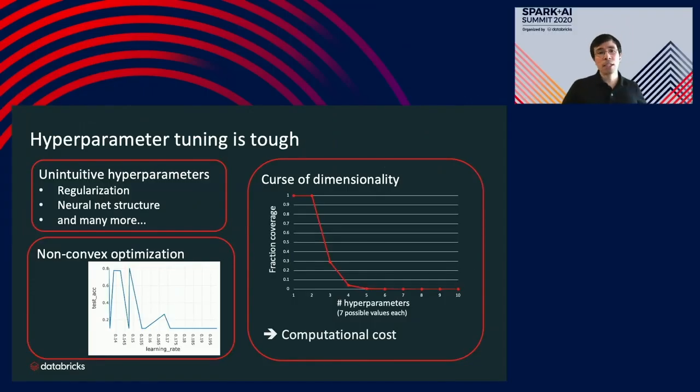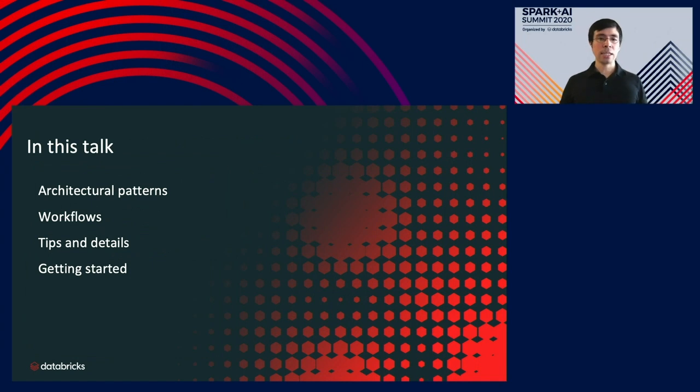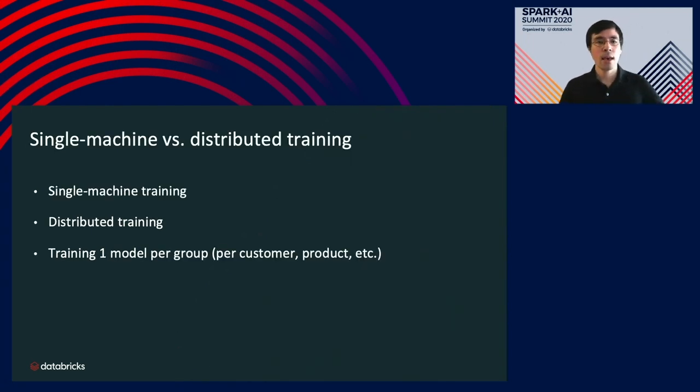So given these challenges, I want to step back and see how we can address them. Now, I won't be able to give neat solutions for all of them, but I do want to talk about useful architecture patterns, and workflows, and a sort of a bag of tips at the end. So starting off with architectural patterns.